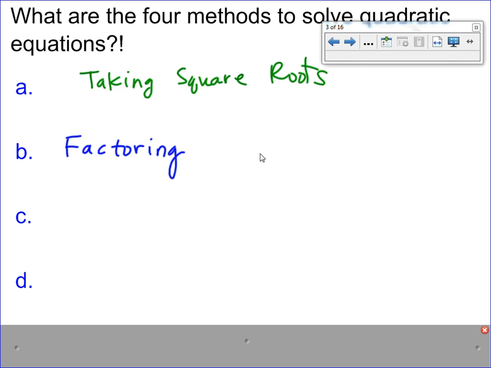Aside from solving by taking square roots, immediately, and factoring, what was our second favorite game when we played complete the, what was that method called? Nathan? Yeah, completing the square. Good. Thank you. Complete the square.